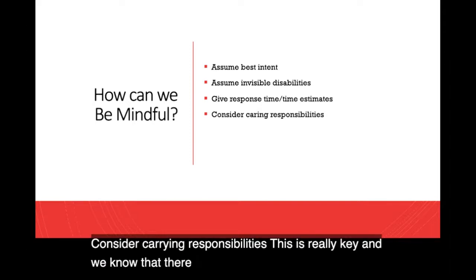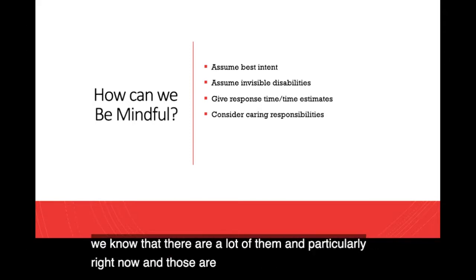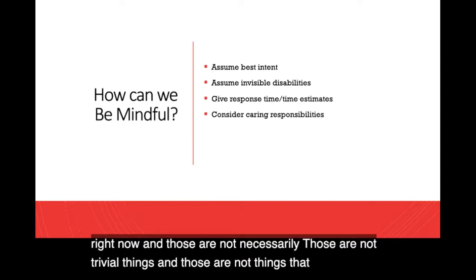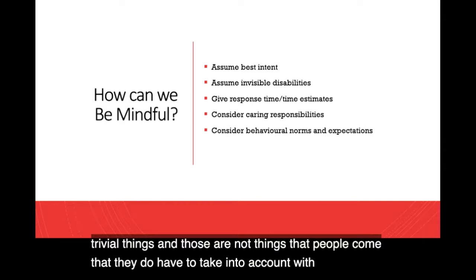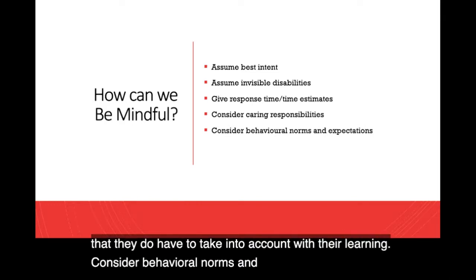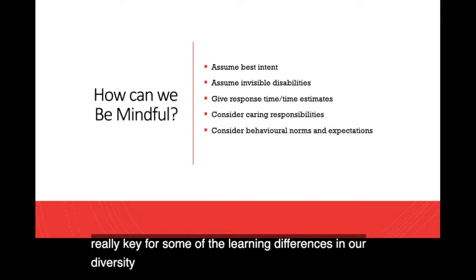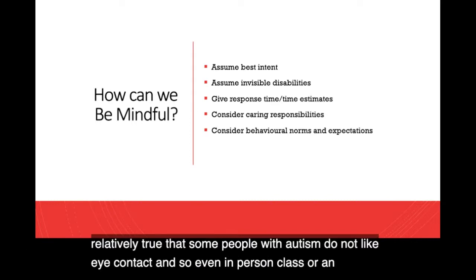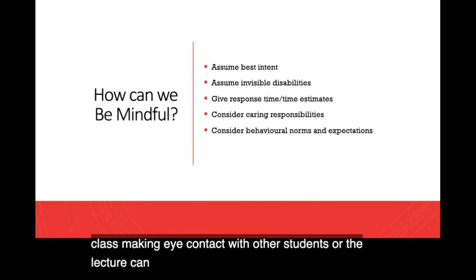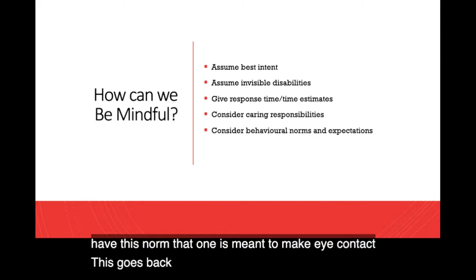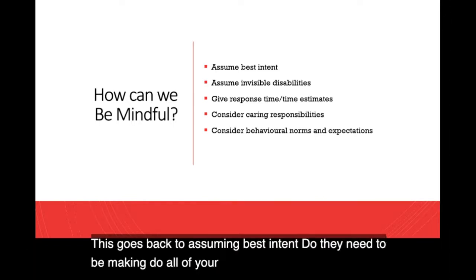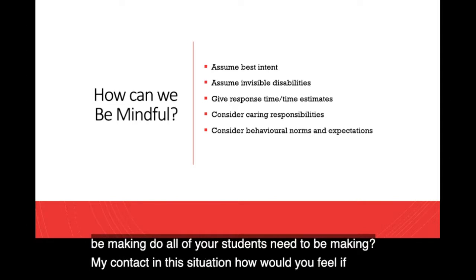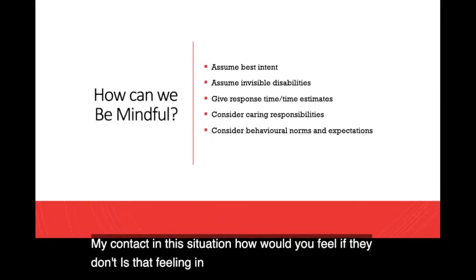We know that there are a lot of them, and particularly right now, and those are not trivial things, and those are things that people do have to take into account with their learning. Consider behavioral norms and expectations. So this is really key for some of the learning differences in neurodiversity. So for example, autism. The stereotype is relatively true that some people with autism do not like eye contact. And so even in an in-person class or an online class, making eye contact with other students or the lecturer can be incredibly uncomfortable. And yet we do have this norm that one is meant to make eye contact. This goes back to assuming best intent. Do all of your students need to be making eye contact in this situation? How would you feel if they don't? Is that feeling in the spirit of assuming best intent?